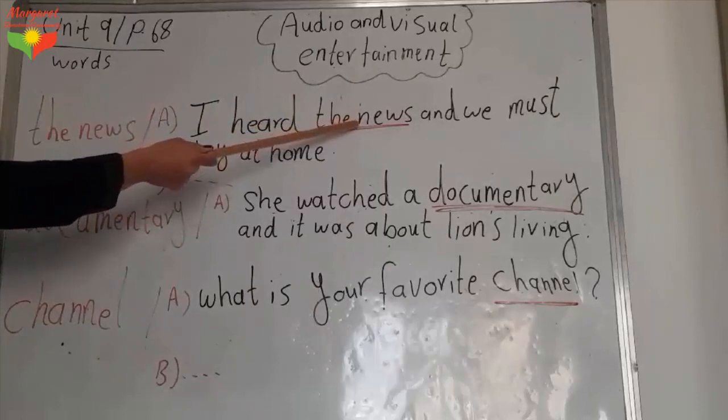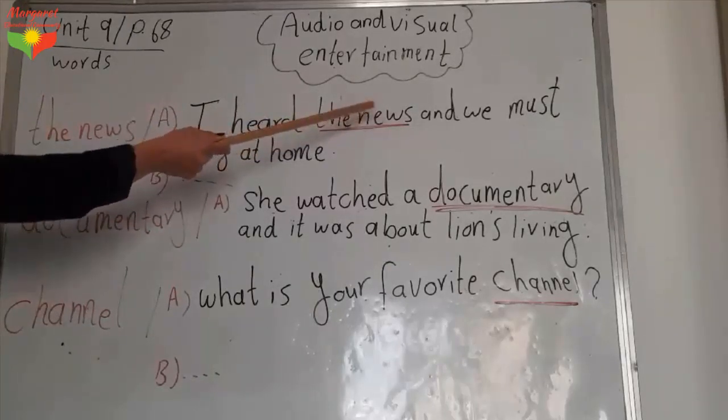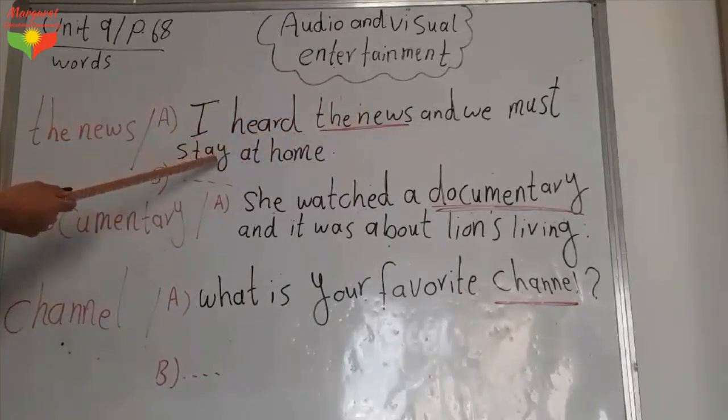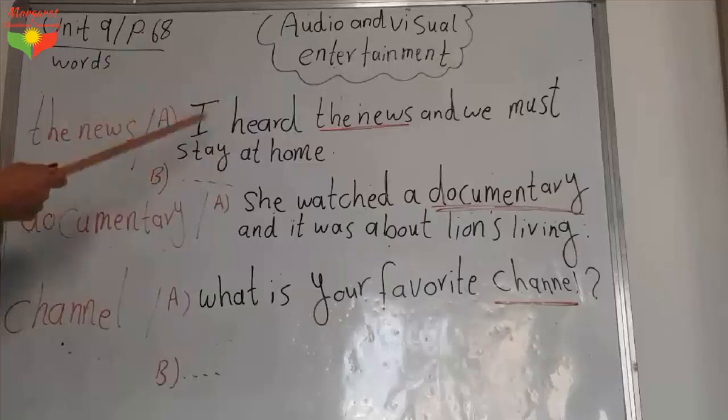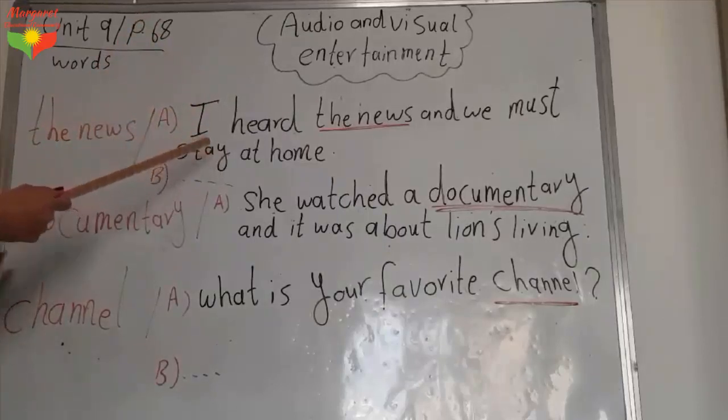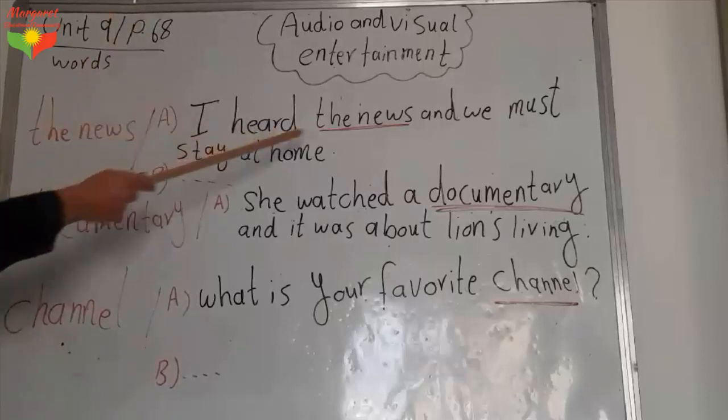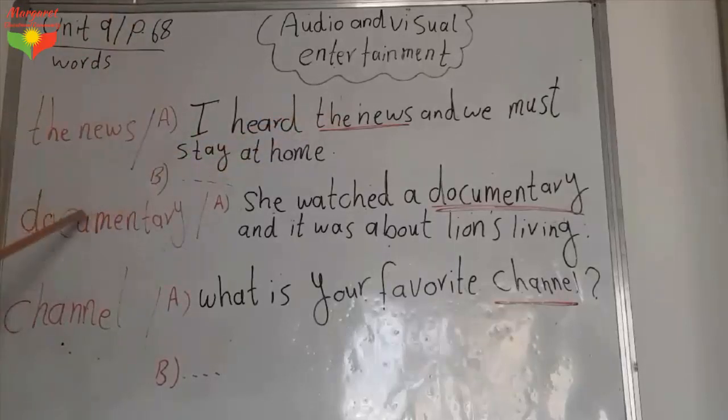I underlined the word news because I put this word in a sentence. And we must stay at home. So it's time to stay at home because of coronavirus. So that's why I wrote this sentence. And every time you hear in the news that we should stay at home, to protect ourselves. So B is for yourself to put the word into a sentence.